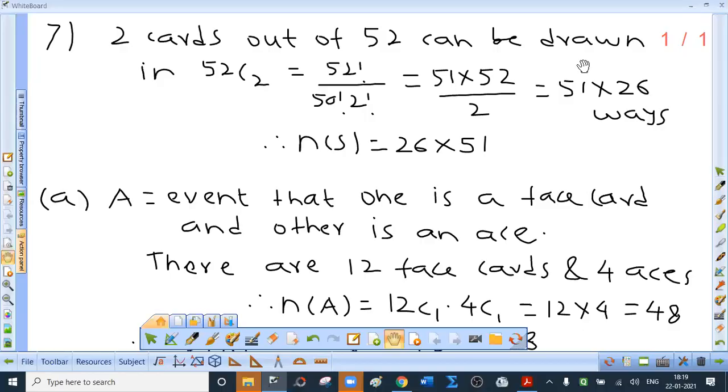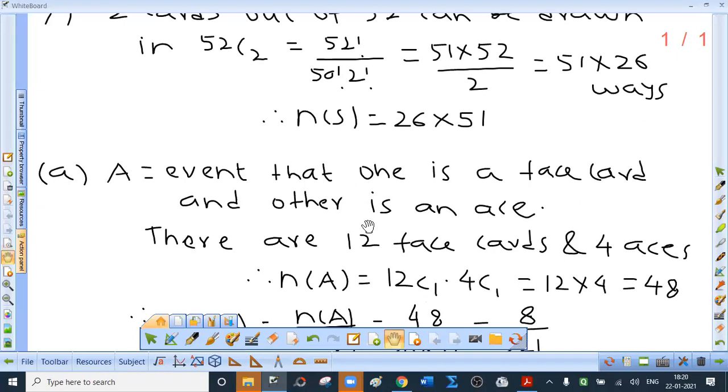Seventh sum, 2 cards are drawn from a pack of 52 cards. Find the probability that... Probability of a number of events is asked. Now when 2 cards are drawn, how many sample points are in the sample space? 2 cards out of 52 can be drawn in 52C2, that is 52 factorial upon 50 factorial into 2 factorial, 51 into 52 upon 2. Now do not simplify this. Why? Because anyway we have to take the ratio. So N of S is 26 into 51.